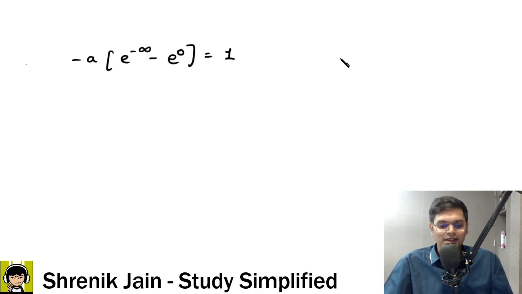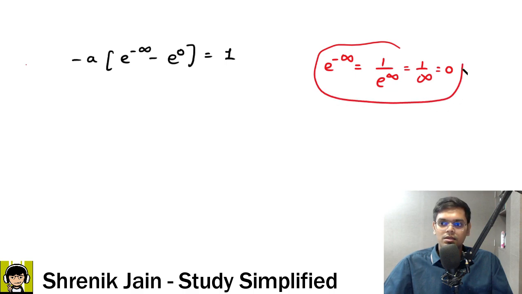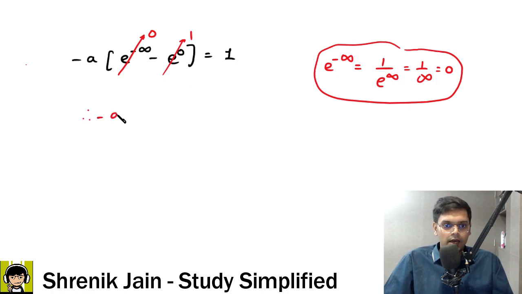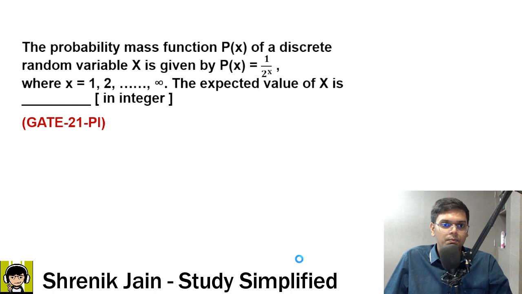Okay, so e to the power minus infinity is 1 upon e to the power infinity, which is 1 upon infinity, which is 0. So e to the power minus infinity, always remember it is 0. If this is 0 and this is 1, therefore minus a, 0 minus 1, that is equal to 1, therefore a is equal to 1. Done and dusted.